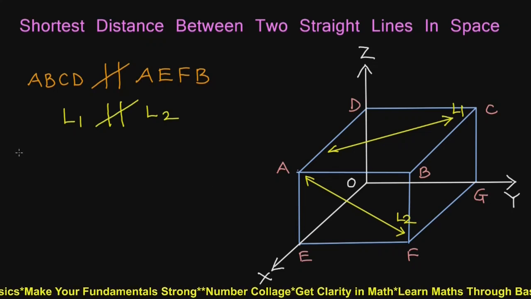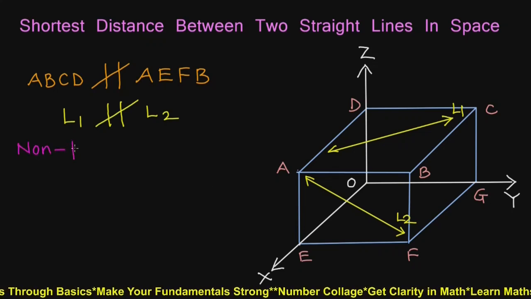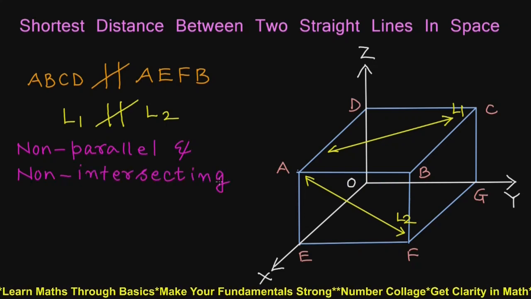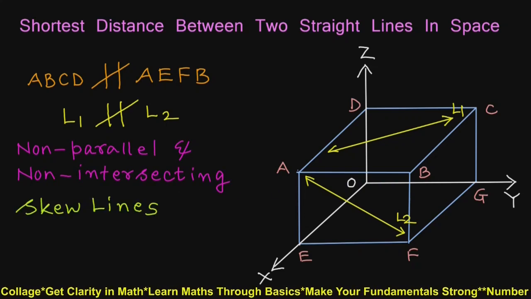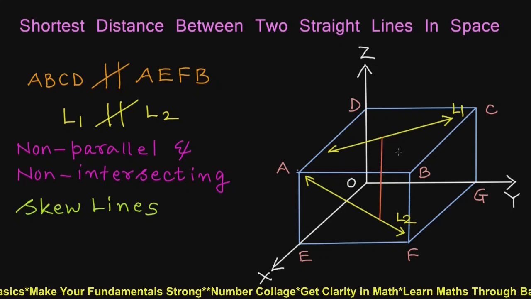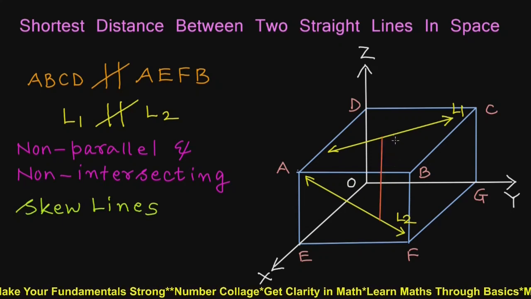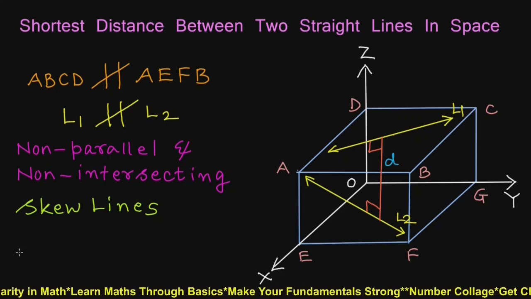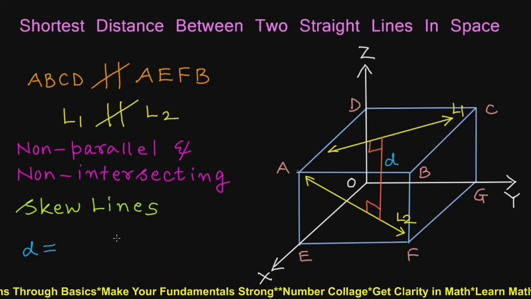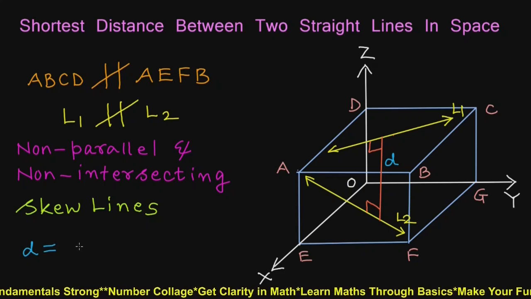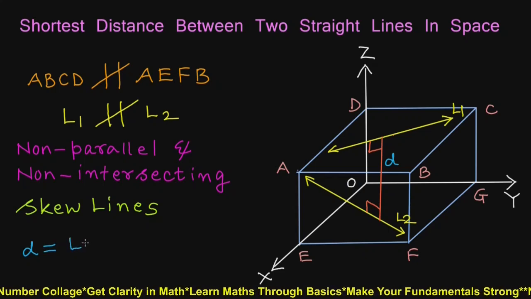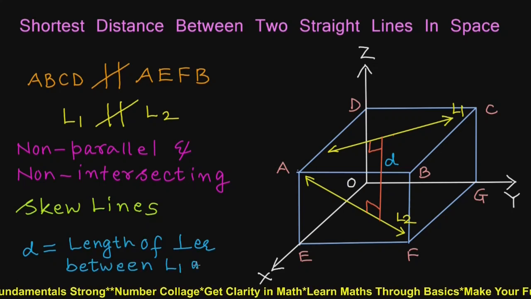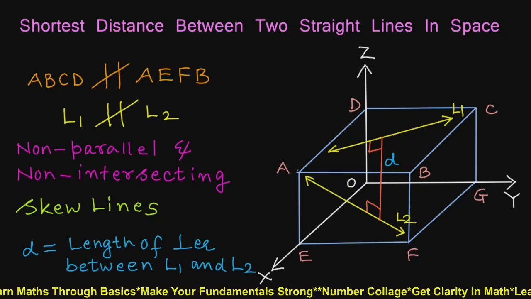In fact, they will be non-parallel and non-intersecting lines, or skew lines, and distance between them is the length of the perpendicular D between them. So the shortest distance D between lines L1 and L2 will be the length of perpendicular between L1 and L2. Let us talk more about this.